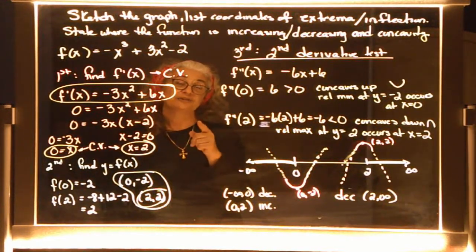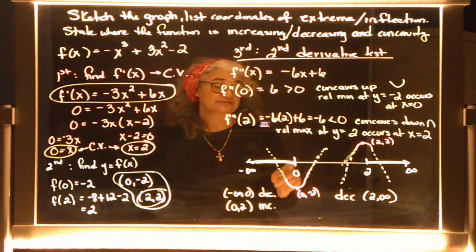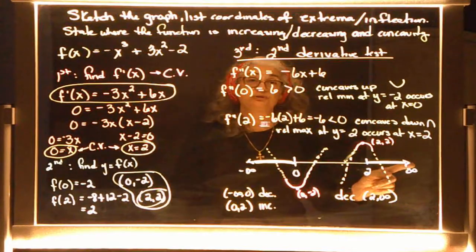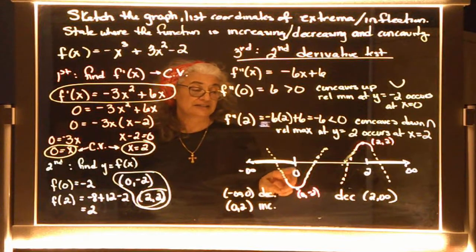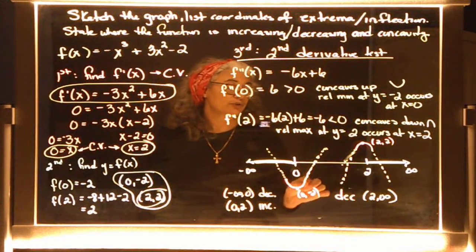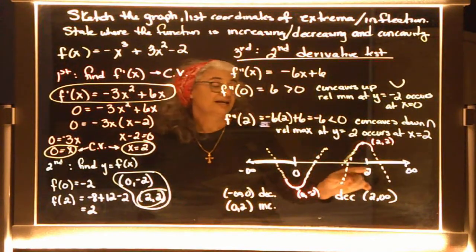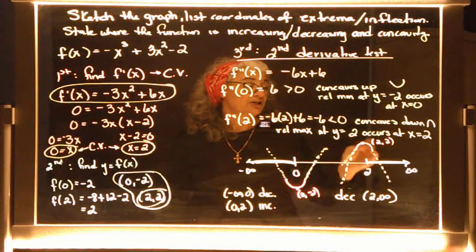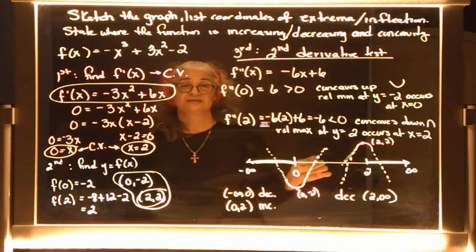Your critical values cut your x-axis into three pieces: negative infinity to 0, 0 to 2, and 2 to infinity. And if you take a look, wouldn't negative infinity to 0 have to decrease to connect with this concavity? From 0 to 2, wouldn't it have to increase on both of these? They would have to increase to connect with this concavity. And then from 2 to infinity, wouldn't they have to decrease on this end in order to continue that concavity?